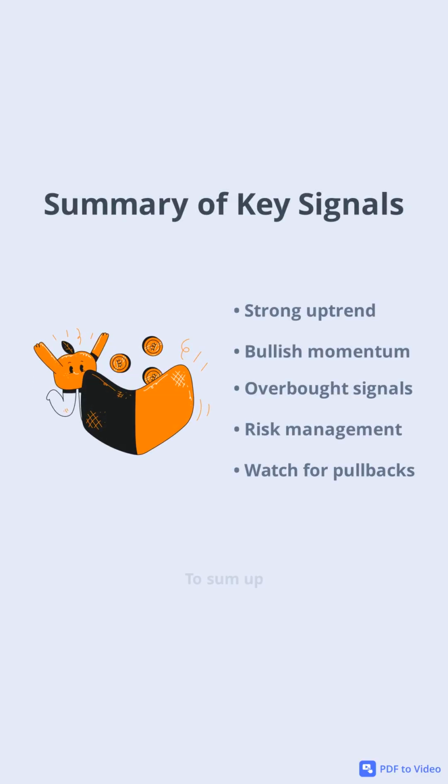To sum up, DJT is currently in a strong uptrend, supported by high-volume, bullish momentum indicators and robust trend strength readings. However, several overbought signals and a low risk-reward ratio suggest caution. Traders should watch for potential pullbacks and use technical levels for entries and exits. The overall technical picture remains positive, but risk management is crucial.